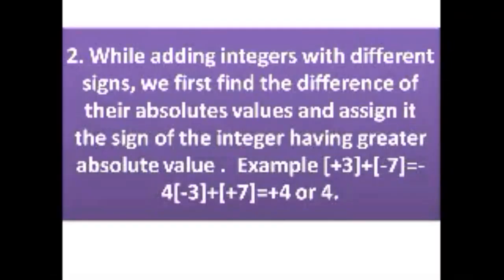Second, while adding integers with different signs, we first find the difference of their absolute values and assign it the sign of the integer having greater absolute value. Plus 3 added with -7 gives -4. -3 added with plus 7 gives +4 or 4.